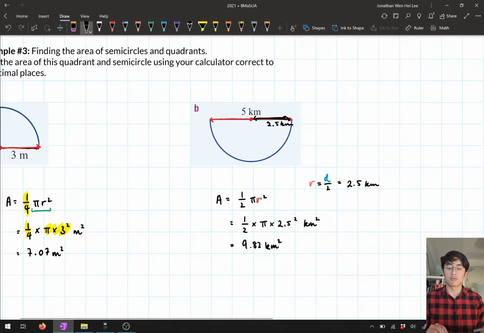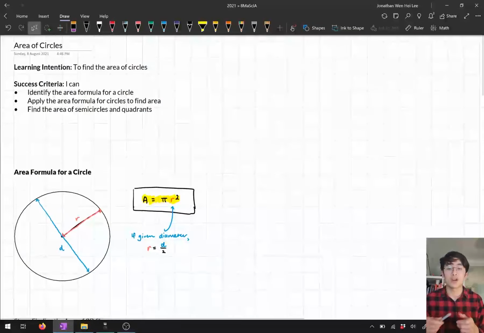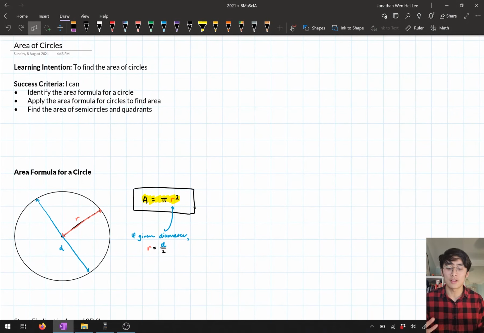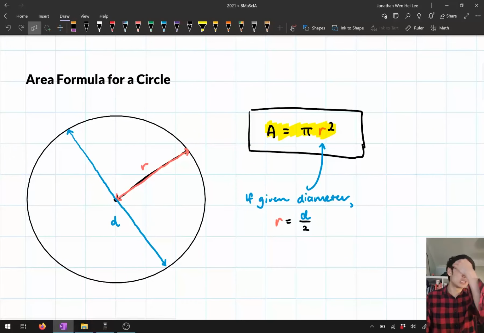Okay. So let's just quickly recap what we talked about in today's lesson. In today's lesson, we looked at finding the area of a circle. When we try to find the area of a circle, we need to use this formula of pi r squared. So we take pi and we multiply by the square of the radius. The important note here is if we get given a diameter, we can't actually use the diameter directly. We need to convert that diameter into a radius by taking half of the diameter. So here, d over 2.